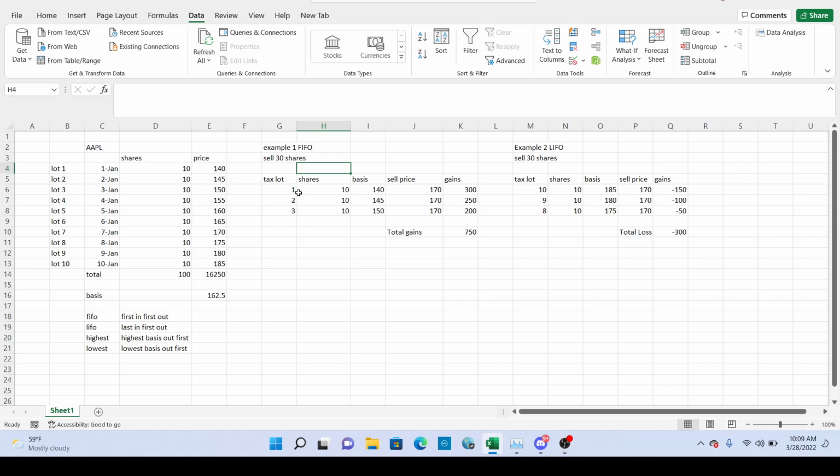But that only applies when you close out your entire position, and you close it out all within the same year or something. Then it's all taxed as short-term capital gains. So that's just something important that you should be aware of.